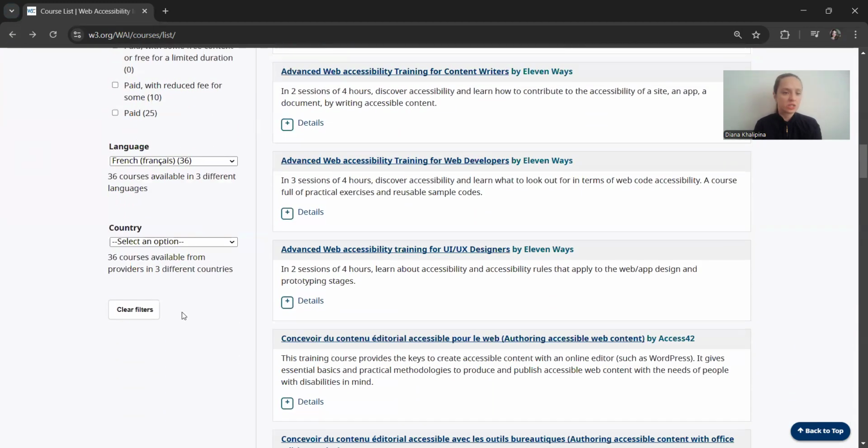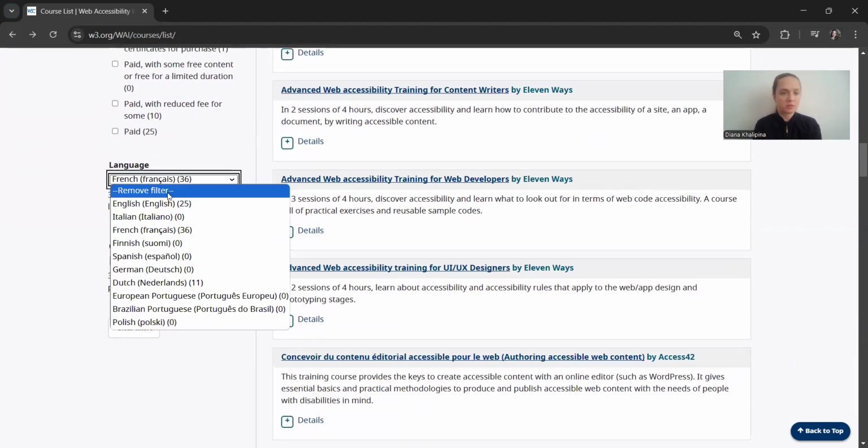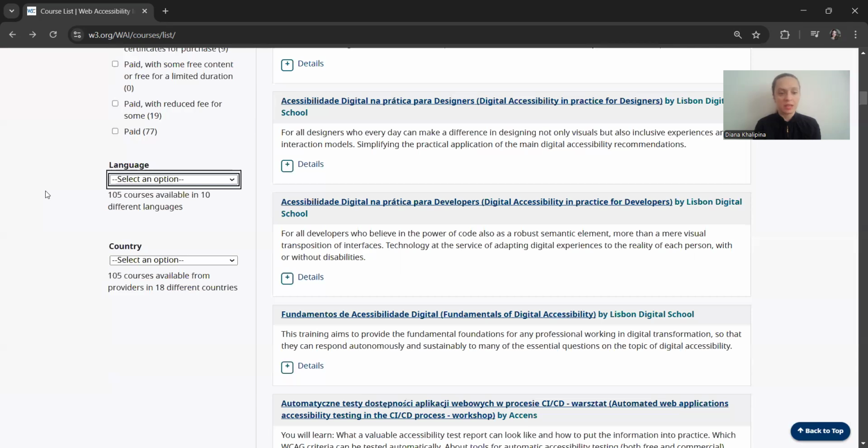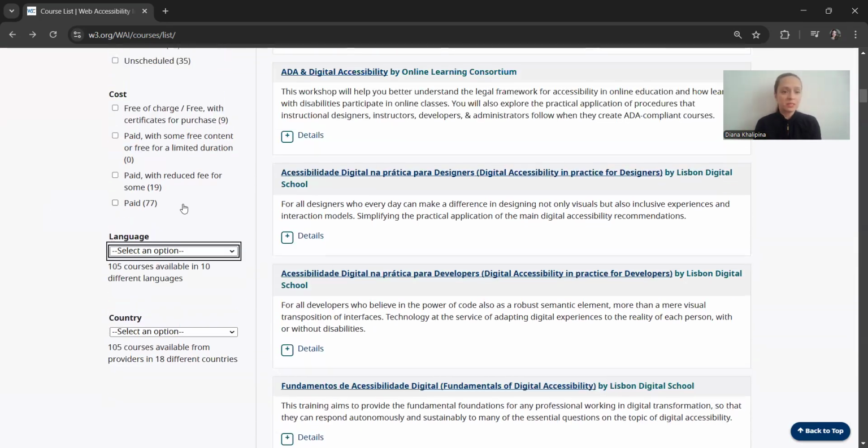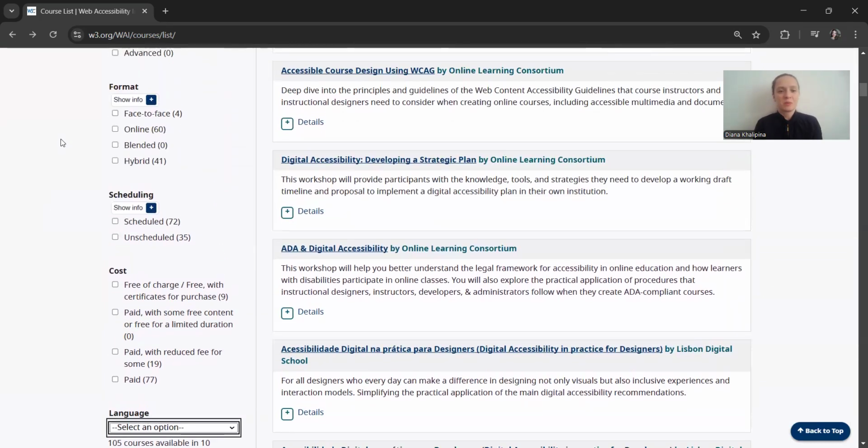And now I suggest that we just check what are other courses that we can take. So there are overall 105 courses. I wouldn't say that it is a big amount, and we can see that for most of them you have to pay. This is a little bit sad because web accessibility, I believe the information about how you become accessible and inclusive should be accessible, and you shouldn't pay for it. It should be paid by the state organisms, for example. But right now it is like this.